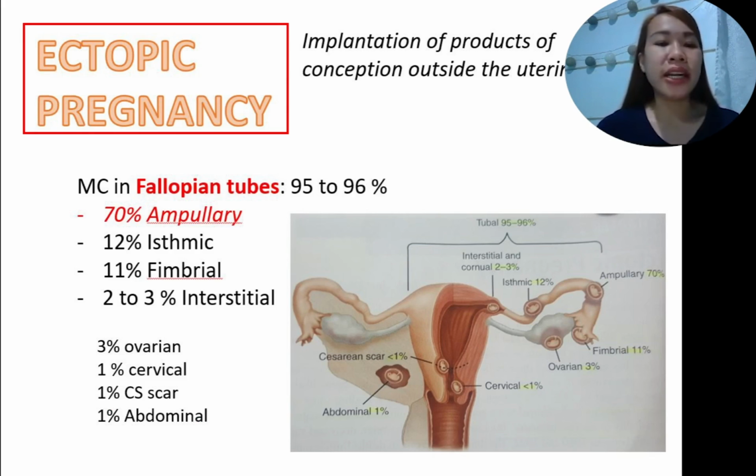So I hope it's clear. Where is the most common location of ectopic pregnancy? The answer is the fallopian tube. And if we are asked what is the most common part of the fallopian tube, the answer is the ampulla.